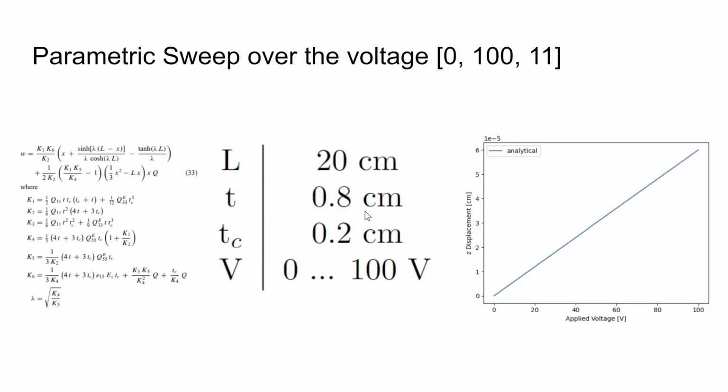In the next step, I would like to show you how to perform the parametric sweep. So we're going to sweep over the applied voltage, from 0 volts to 100 volts in 11 steps. So 0, 10, 20, 30, and so on and so forth. And on the right hand side you can see what we expect as a result from the analytical formulation.